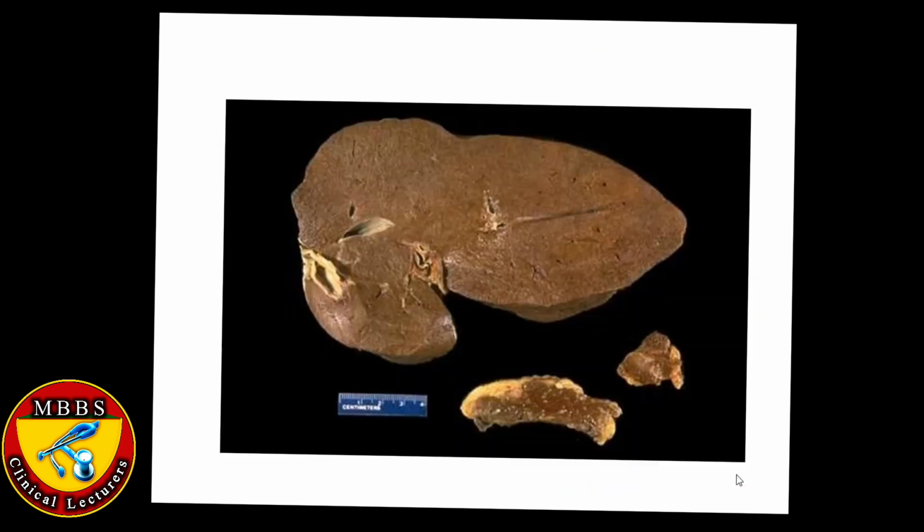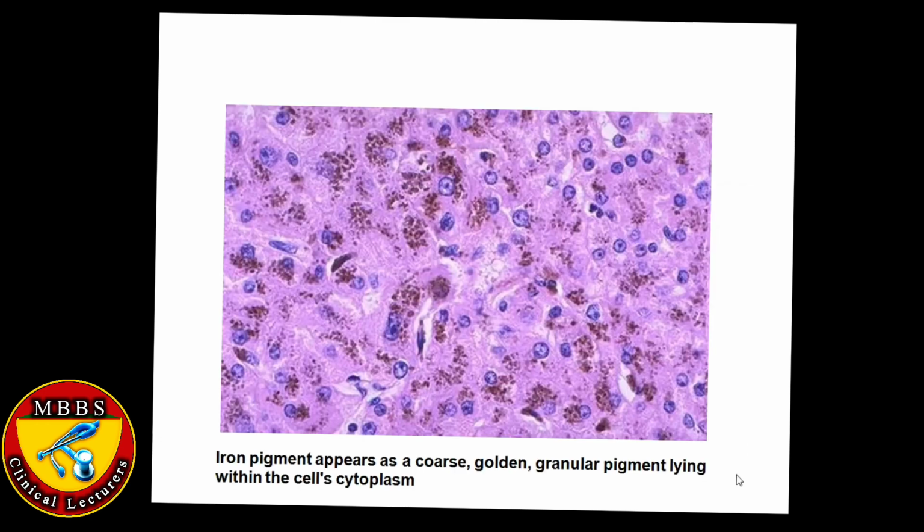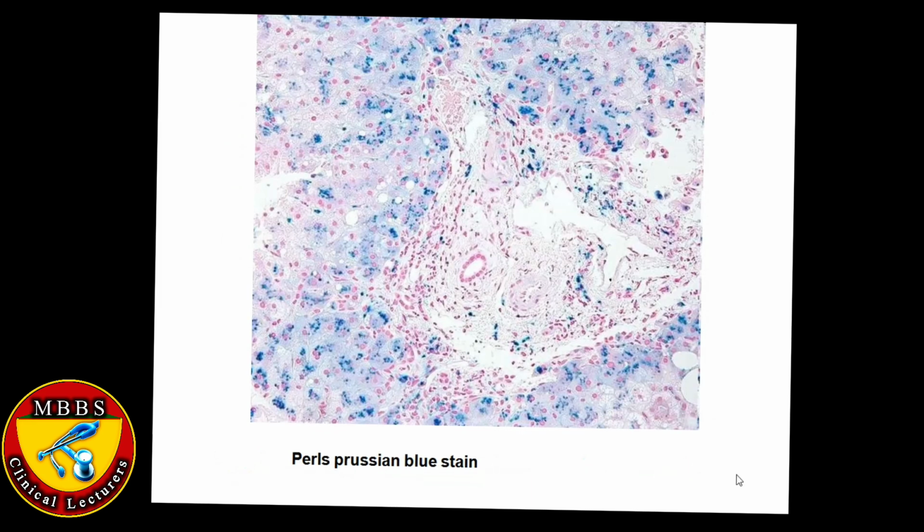This is a picture of the liver where this iron gets deposited. So this is a slide of hemochromatosis. The iron pigment appears as a coarse golden granular pigment lying within the cell cytoplasm in the liver. To properly see the iron stores in the cells, we do the Prussian blue stain. Here the Prussian blue color identifies the iron.